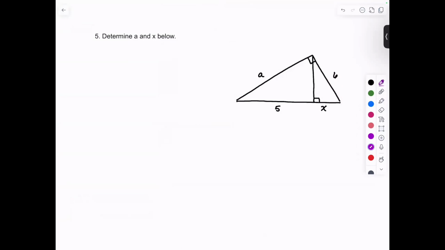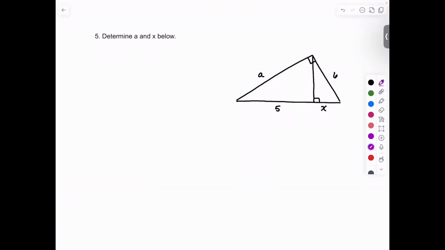Problem 5 asks to determine a and x below. Now, this particular triangle that you're looking at to the right here is a special type of triangle. It basically has the larger right triangle, and it has an altitude drawn from the right angle to the opposite side, and it forms another right triangle.